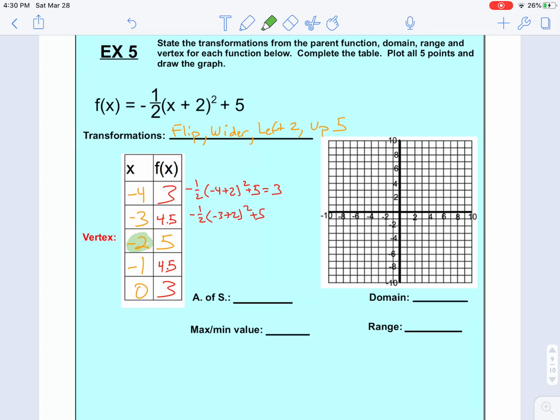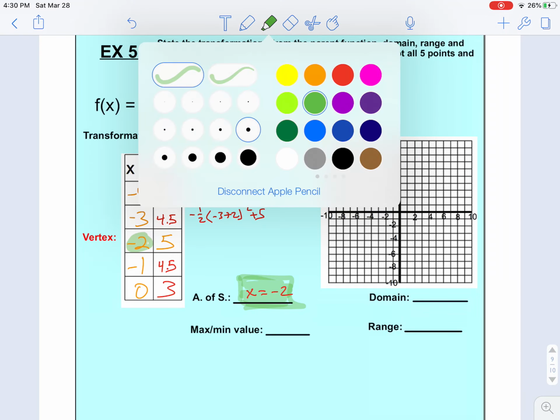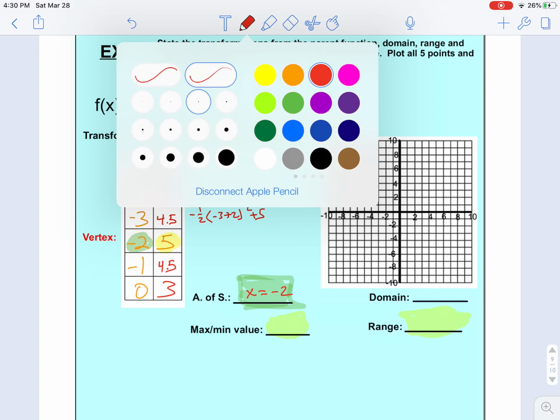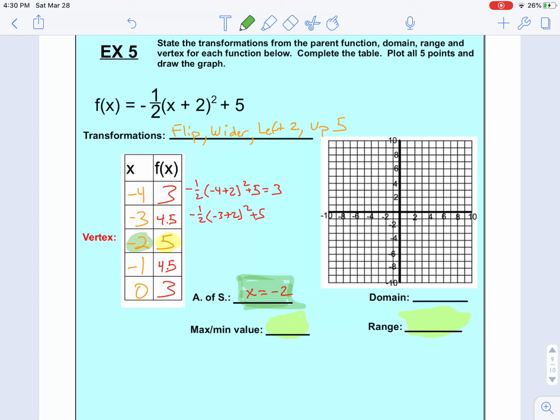So let's get these. Well, wait a minute. Hold on. We know some stuff about this graph before we even start. X value is our axis of symmetry. So x equals -2. That will be our axis of symmetry. We know 5 is going to be our max min value, and we know it's going to have to do with our range. Okay? And here, I think we can even make some reasonable estimates. We can say that 5 is going to be a max value.